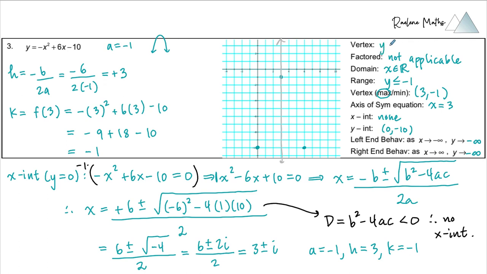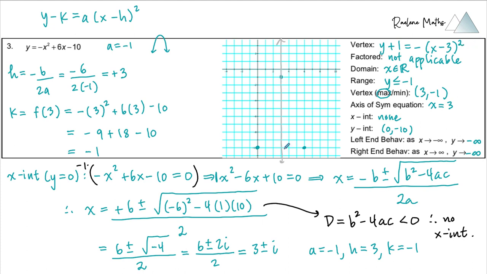We're going to get y minus k, which is y plus 1. Maybe I'll write the vertex form here. And so we've got a lot of sign changes. Be careful of that. y minus negative 1 is y plus 1 equals the a value of negative 1. I'm just going to write it as a negative times, and then x minus 3 for the x-coordinate of the vertex. And don't forget the exponent of 2.